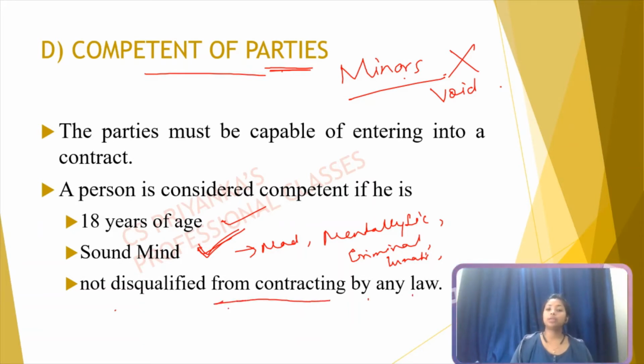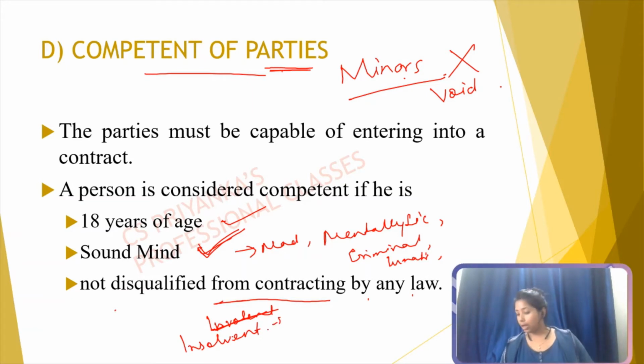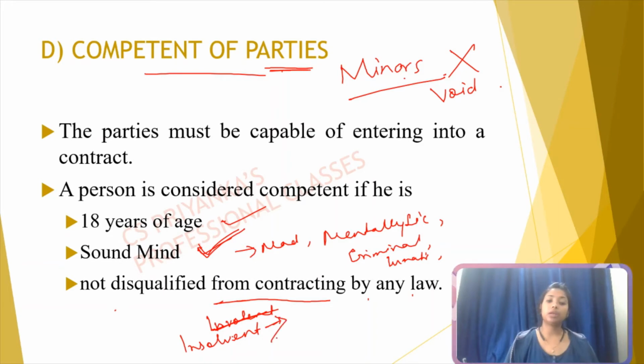For example, you are disqualified from contracting if you are insolvent. Insolvent means unable to pay debt. If you are unable to pay debt, you become insolvent and you will be disqualified from contracting by law. Or for example, you are in jail and you broke the prison, so obviously you are wanted. In that case also you cannot.